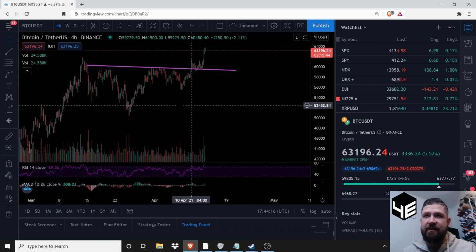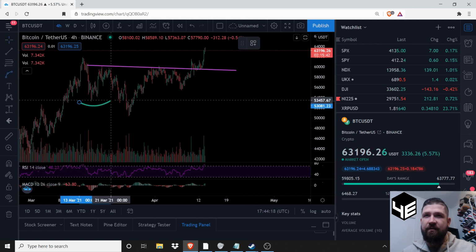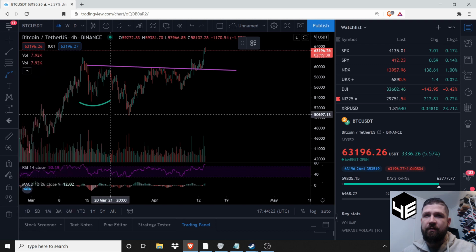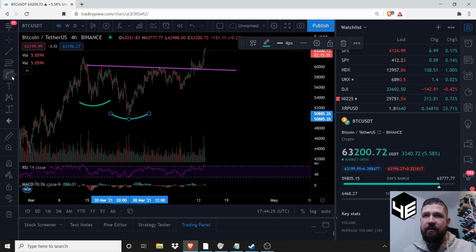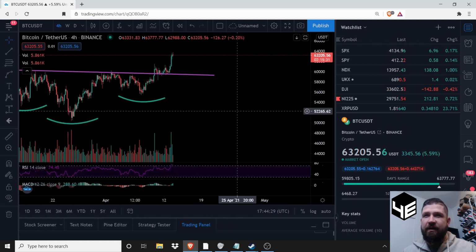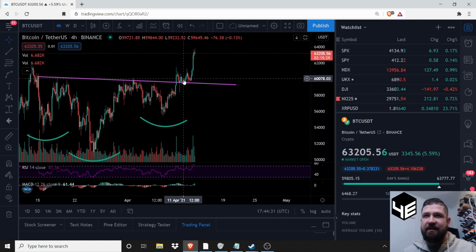So as you guys see, we had an inverse head and shoulders. Left shoulder, head, and the right shoulder. And as you guys can see, we broke out of it. Then we started backtesting it, using it as support.